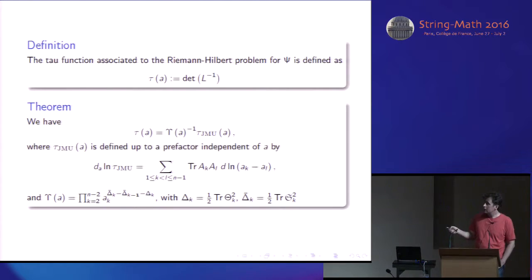And now the tau function. I want to define the tau function associated to this Riemann-Hilbert problem that I am considering as the determinant of this inverse of L. And the theorem is that the tau function defined in this way is related in a very simple way to the conventional Jimbo, Miwa, and Ueno tau function given by this differential one form. So already here you can probably recognize some CFT-inspired notation. Basically, the prefactor that you get here is the leading term when all of the singular points go to zero.